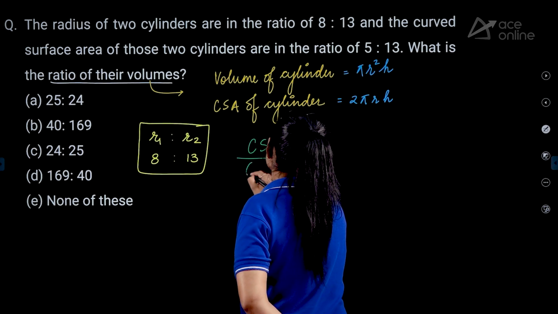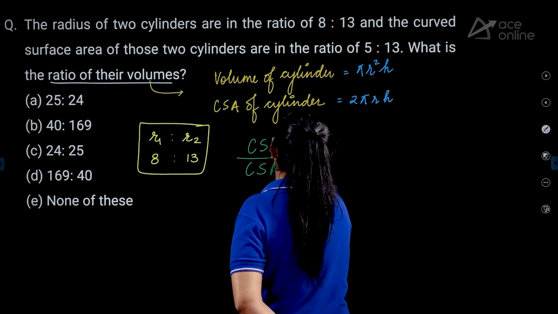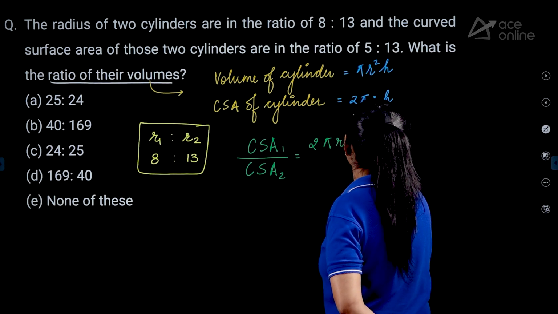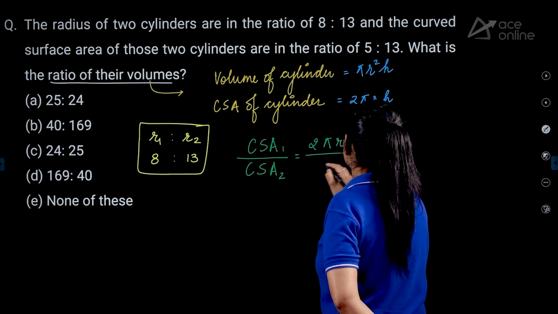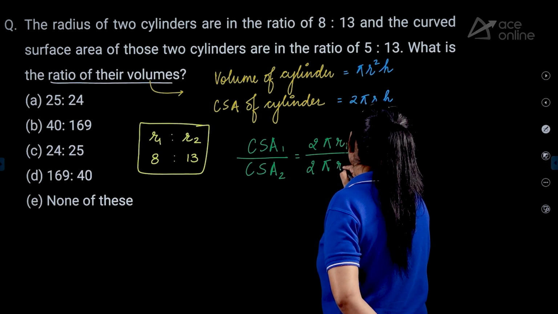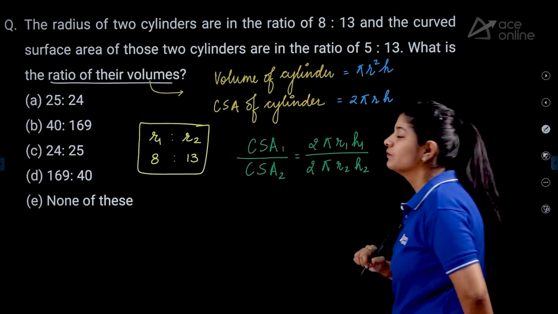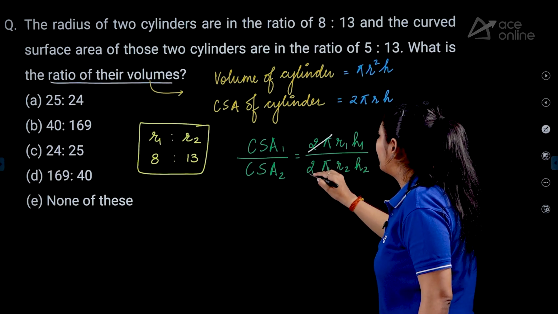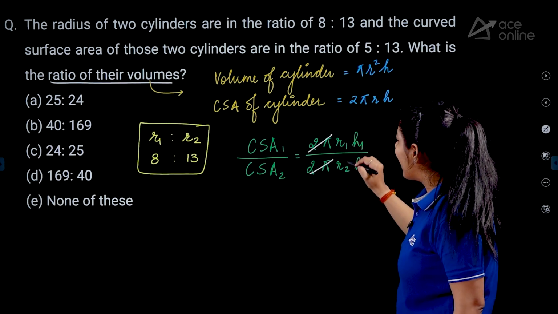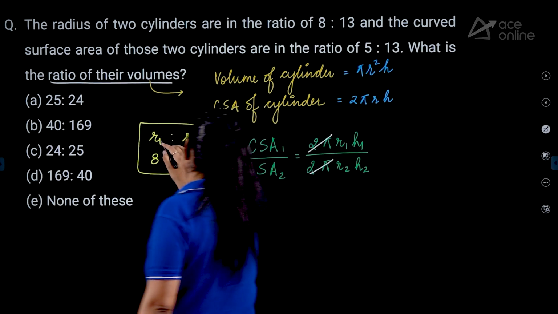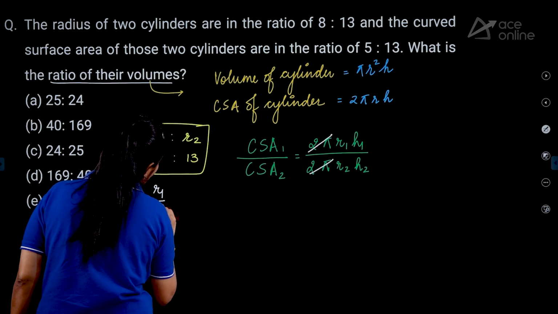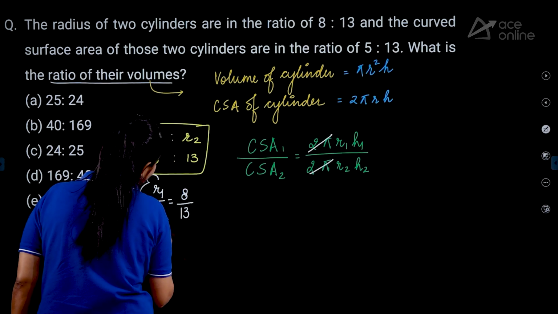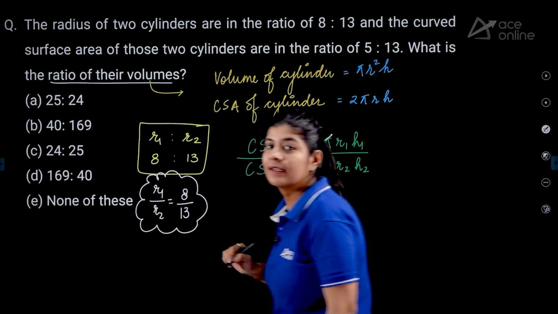CSA1 of cylinder 1 and CSA2 of cylinder 2, that is nothing but 2 pi R1 H1 divided by 2 pi R2 H2. Is it clear? Okay, so we can simply eliminate 2 pi over here. The ratio of R1 by R2, if I want to write the ratio over here, R1 upon R2, I can simply write it as 8 by 13.